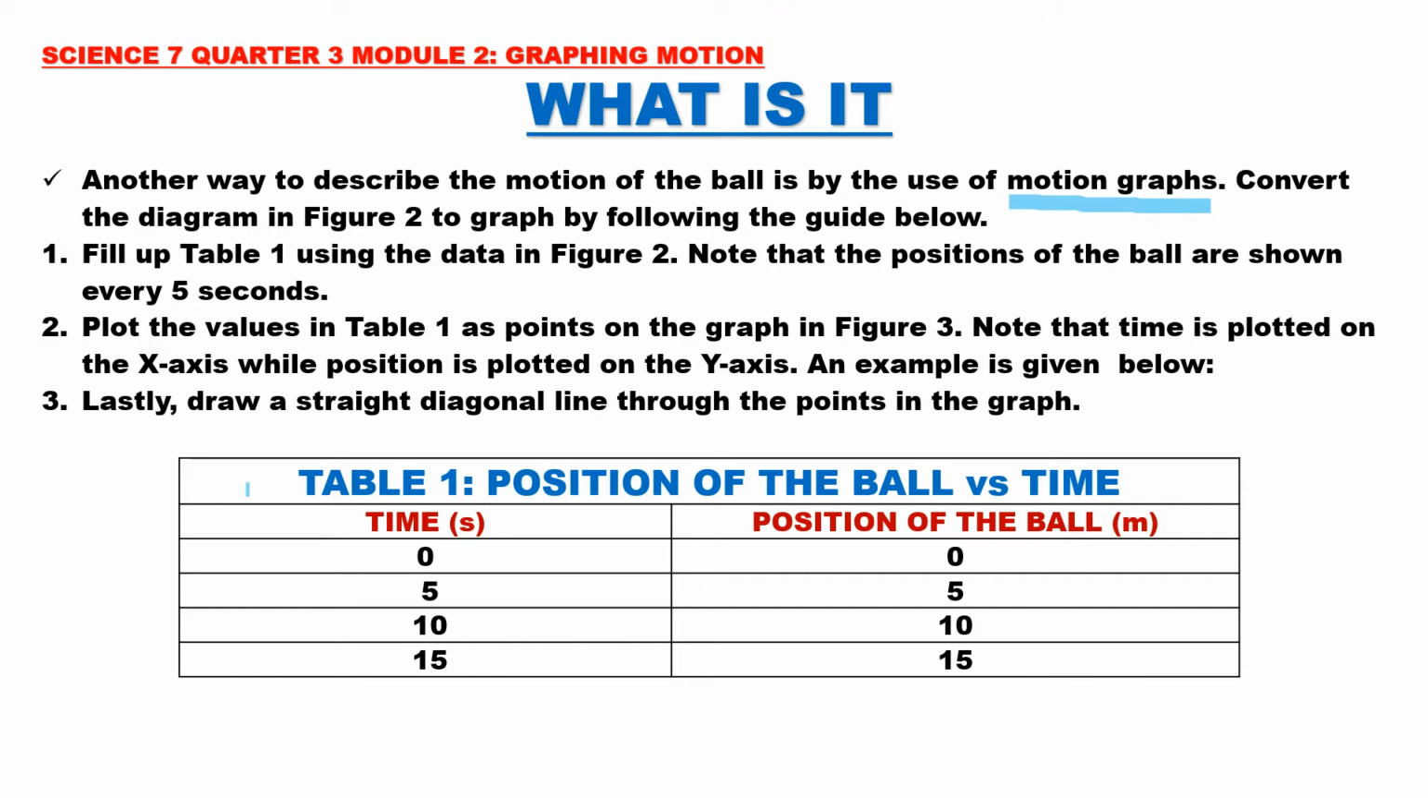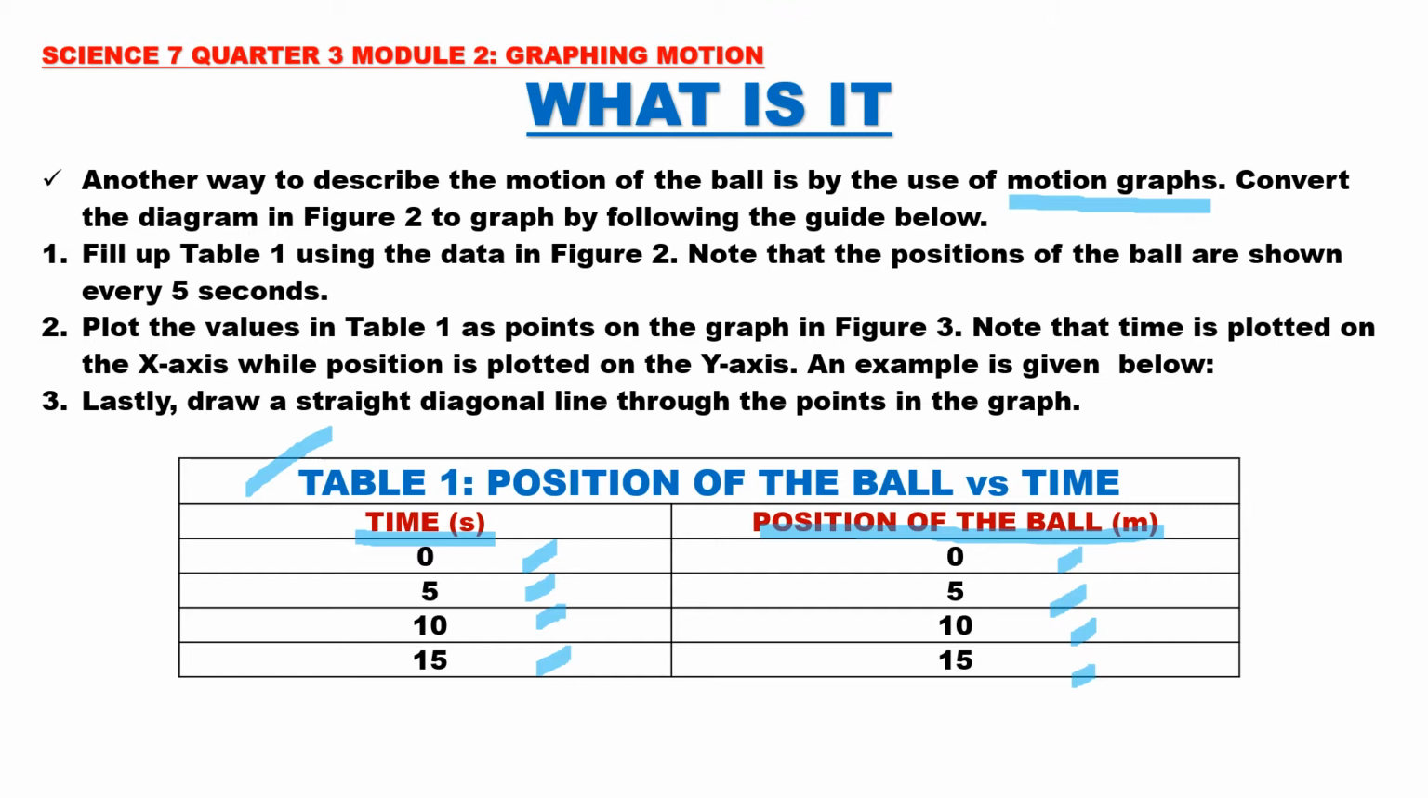So, here it is. Table 1, position of the ball versus time. So we have time in seconds. So the positions of the ball are shown every 5 seconds. So we have 0, 5, 10, and then 15. And then we also have the position of the ball in meters. And the position is at 0 seconds, 0 meters. At 5 seconds, 5 meters. At 10 seconds, 10 meters. At 15 seconds, 15 meters.